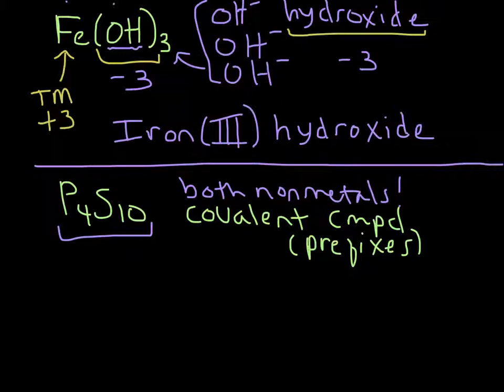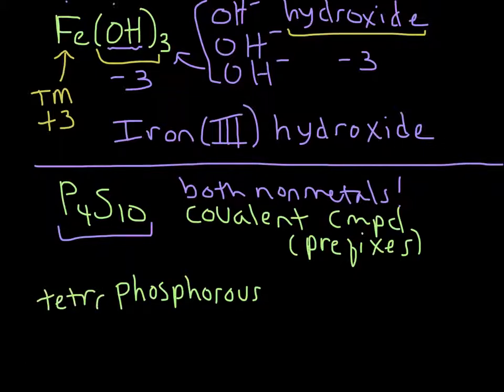Okay, so we don't have ions anymore. So now we have to tell people how many of each atom there is in the compound. Because we can't just make an assessment based on charges, because we do not have an ionic compound. So the way that we name these guys, so we have phosphorus. Okay, so I'm going to write that down. All right, and there are 4 of them. So I'm going to put a prefix that tells us that there are 4 of them.